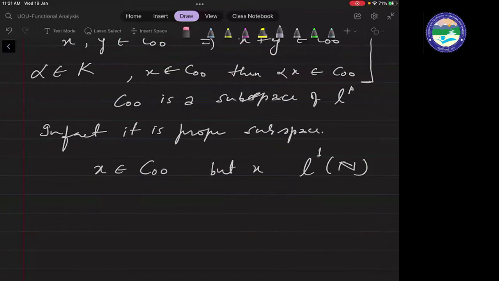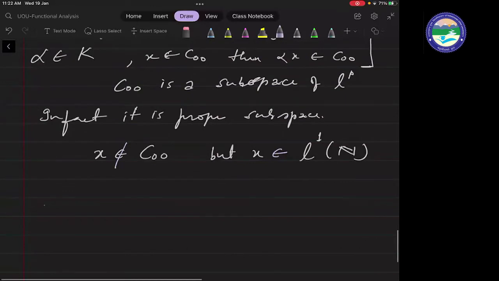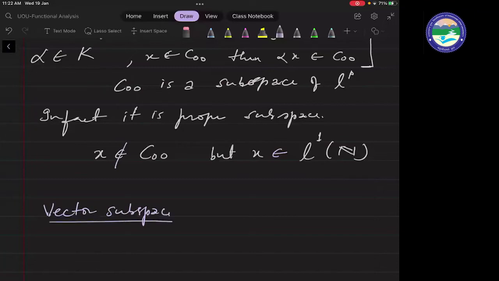Excuse me, sir. Sir, what is subspace? Subspace, achha. Subspace means aapne vector space padha hai? Vector subspace nahi padha hai? Yes, so vector subspace. Yes, sir.